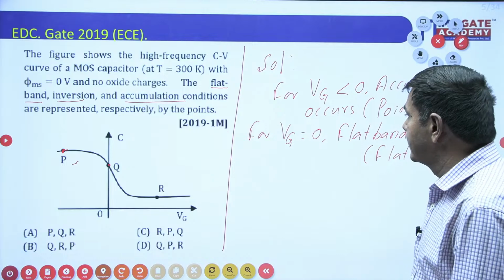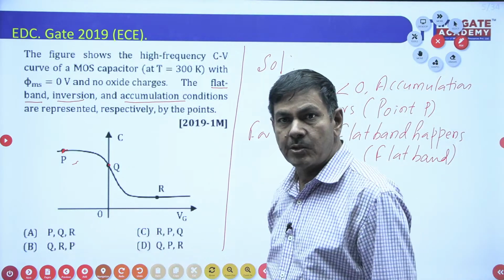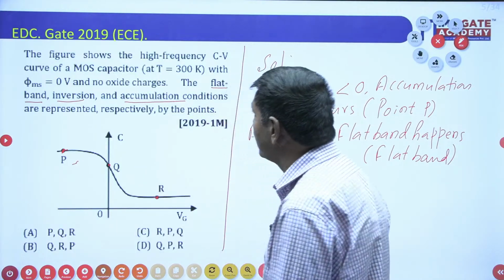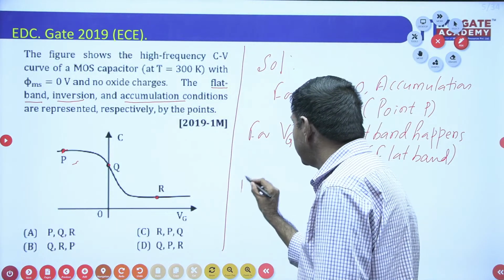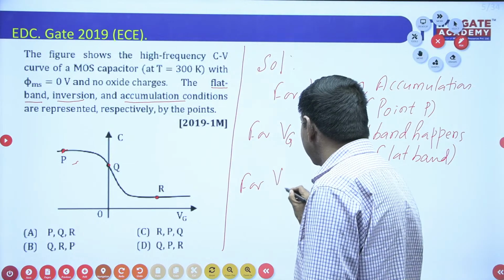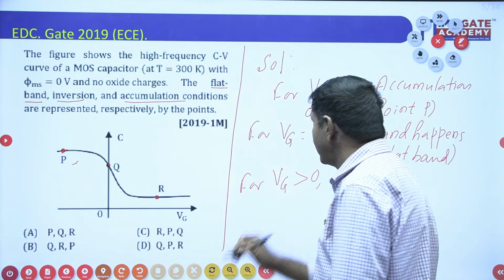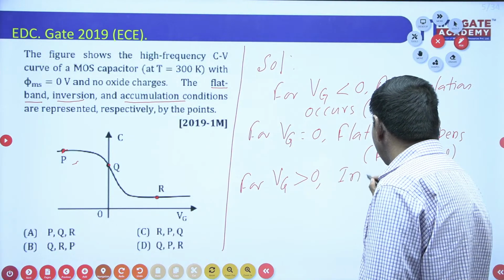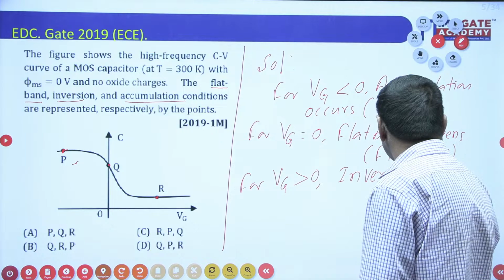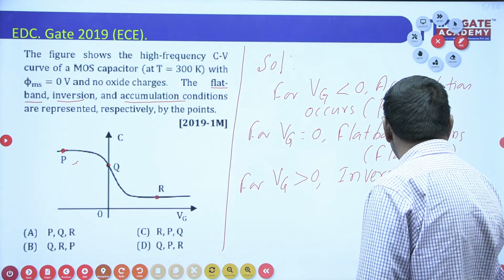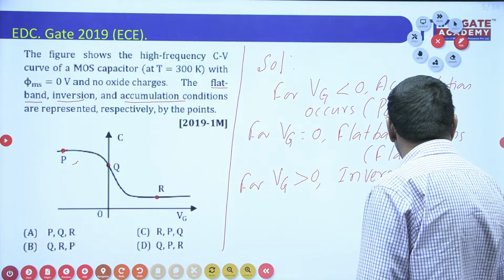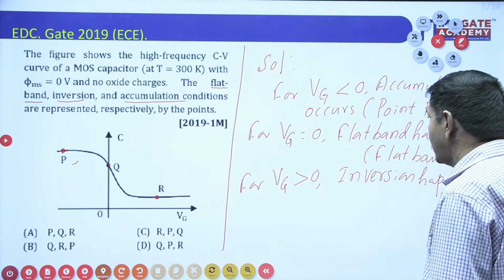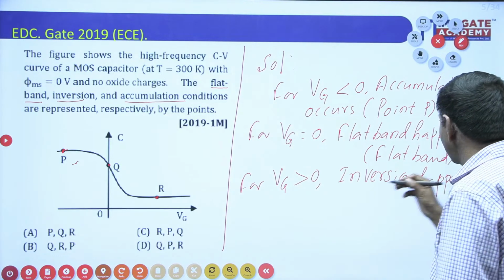In case VG is greater than 0, that point comes as the R point. That is called inversion only. For VG greater than 0, we can write that inversion happens. For the second case, which point can we take? This is the Q point. The third one is the R. Like that, the points are possible.